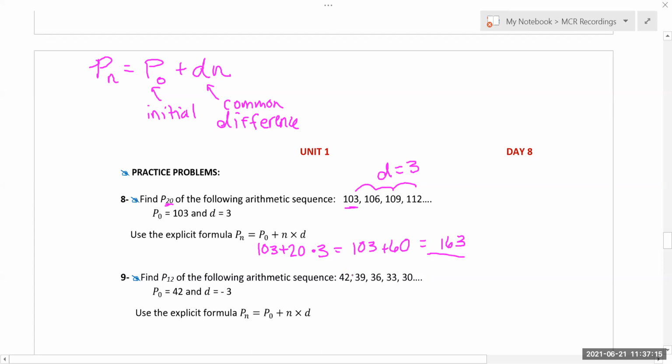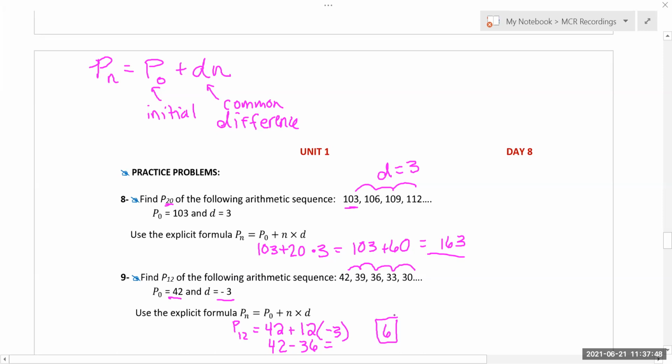If I go to this one, again, I'm just double checking that it's arithmetic. Minus 3, minus 3, minus 3, minus 3. So I have P0 is 42 and D is negative 3. And I want P12. So P12 is equal to P0 plus N times negative 3, or 42 minus 36, which is 6.